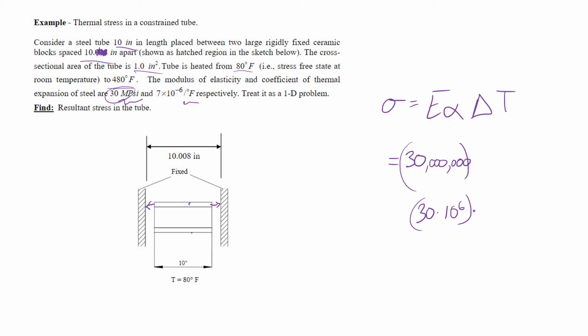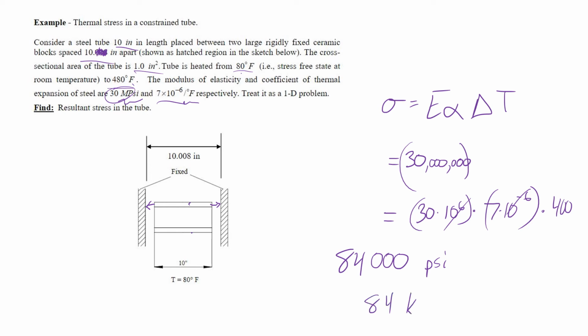Now, we're going to multiply that by our alpha, which is 7 times 10 to the minus 6. You betcha, those cancel out. Times delta T. We're going from 80 to 480, so our change in temperature is going to be 400. We multiply those all together and we get 84,000. And this is going to be in psi because we're using yucky imperial units. You could also write 84 kilo-psi. Whatever. Okay, so that is the stress in the tube.